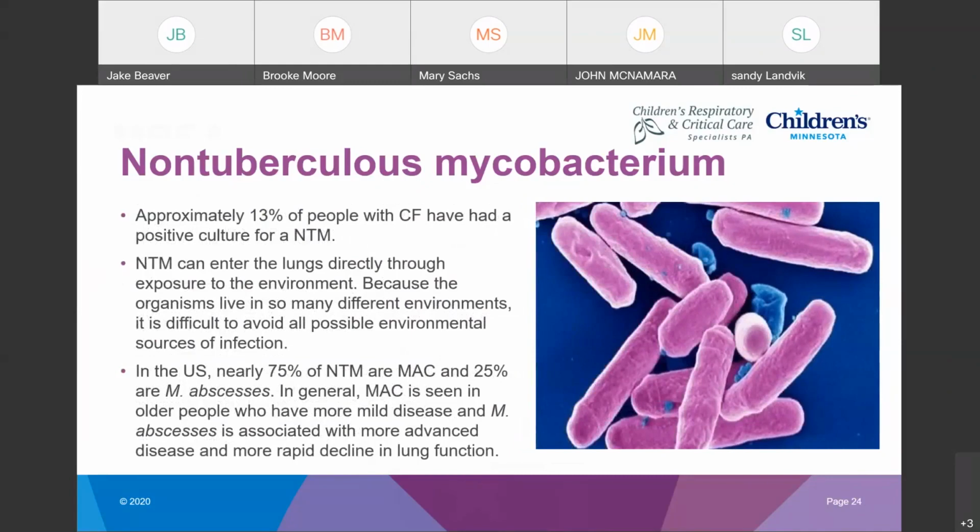As I mentioned, here at our center, we've had a very low rate of NTM. It enters the lungs through exposure in the environment, and because the organisms live in so many different environments, it's difficult to avoid. In the U.S., about 75% of NTM is MAC and 25% is abscessus.